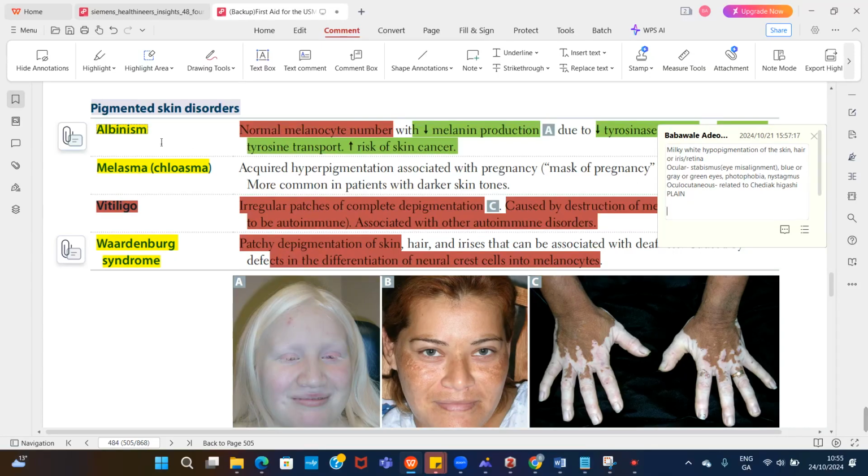The oculocutaneous form of albinism is related to an immunological condition we call Chediak-Higashi syndrome. I know some of us have heard of it. And the way we remember Chediak-Higashi is to remember the acronym PLAIN, P-L-A-I-N. The P is for peripheral neuropathy. They have tingling sensation in their legs, in their arms.